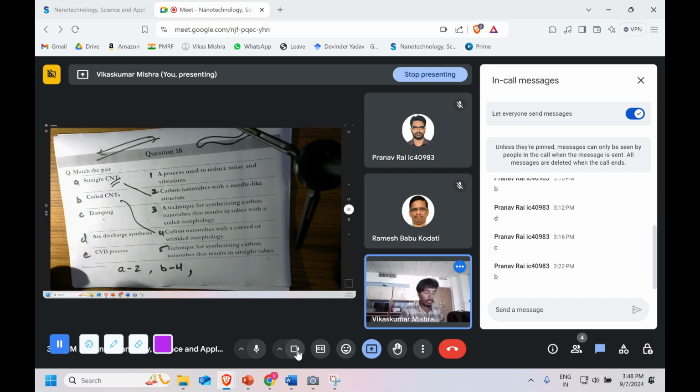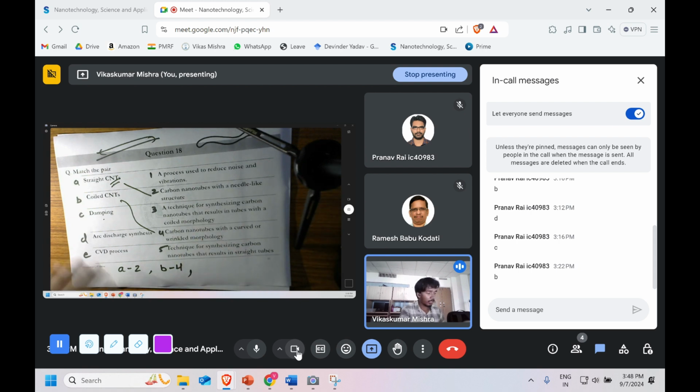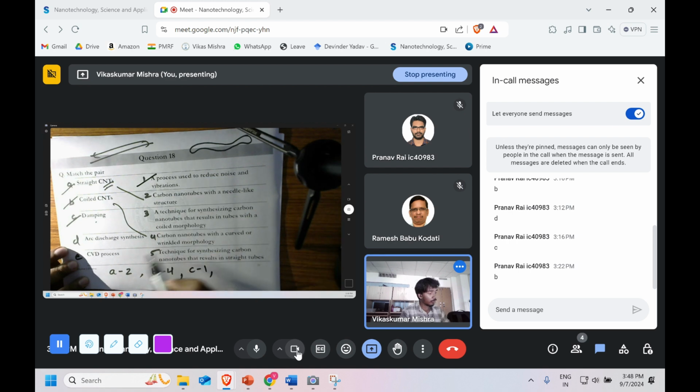Damping. We are aware that it can be used to absorb the shock or any vibration given to the material. So for damping we can select a process used to reduce noise and vibration. That is the correct answer, so C goes with the first one. So these three are over, and these three are over.